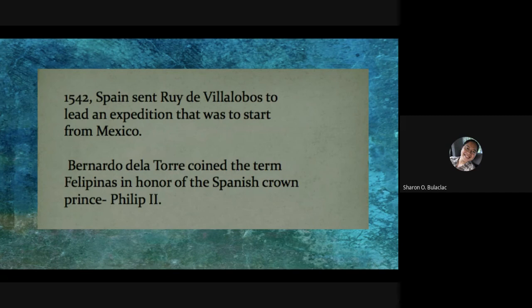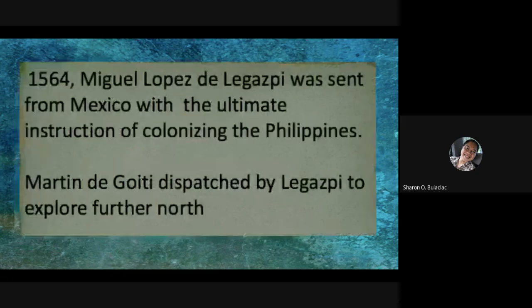So you have the Villalobos expedition in 1542. It was during this expedition that Bernardo de la Torre, yung kasamahan ni Villalobos sa expedition, coined the term Filipinas in honor of the Spanish crown prince, Prince Philip. And then in 1564, Miguel Lopez de Legazpi was sent from Mexico with the ultimate instruction of colonizing the Philippines. At this time, Mexico was a colony of Spain. And many of the expeditions that came to the Philippines actually started in Mexico. In fact, we have 250 years of history with Mexico.